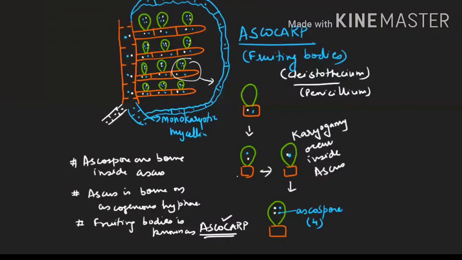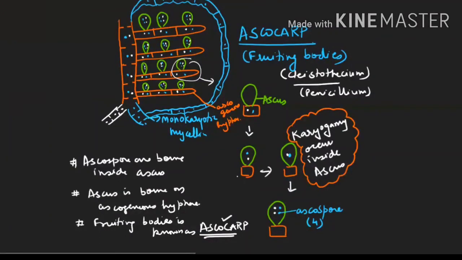Let me just do the labeling for you. This is ascus, and this orange color is your ascogenous hypha. Okay, I'm doing the labeling here. You can check it. I'm writing it here: ascogenous hypha. Okay, and the karyogamy is occurring inside ascus, and meiosis will also occur inside ascus. Let me write here, meiosis also occurs inside ascus.